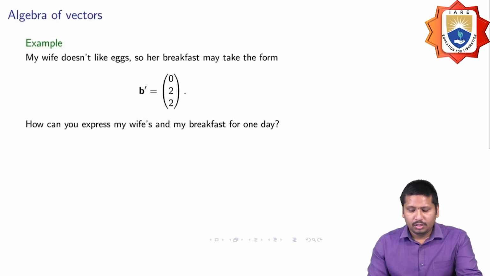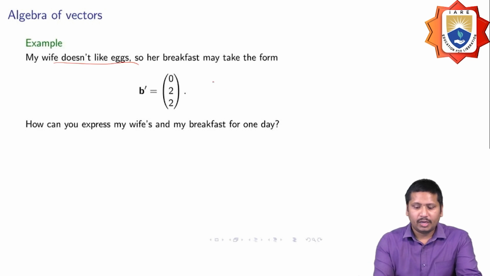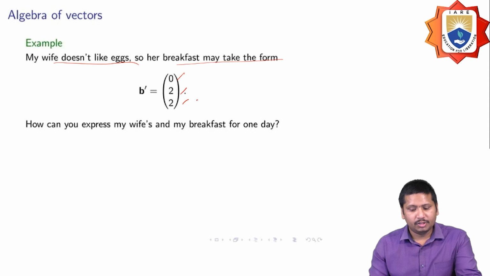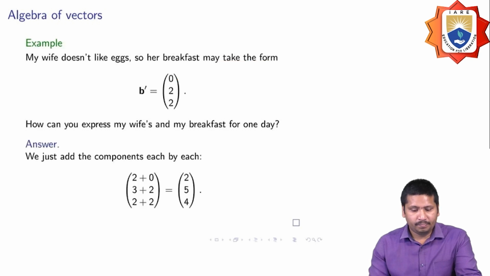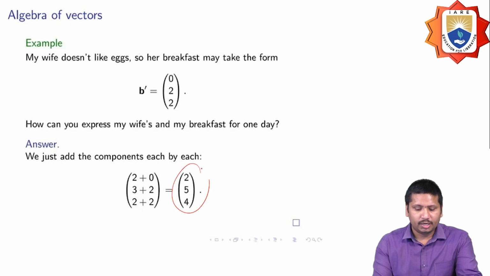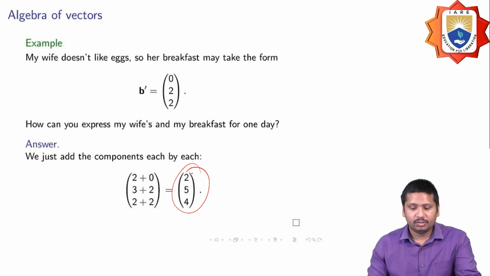And next, I'm going to show some algebra of vectors. Suppose my wife does not like eggs, so her breakfast may be of the form 0, 3, 2. How can you express my wife's breakfast and my breakfast together for one day? Here I can just add up the components: 2 plus 0, 3 plus 2 and then 2 plus 2. So I can get the algebra of vectors.